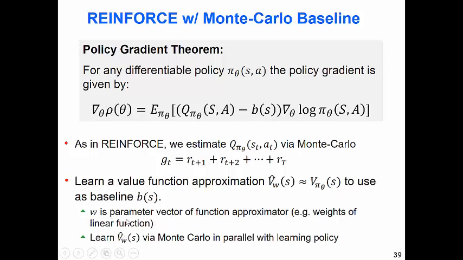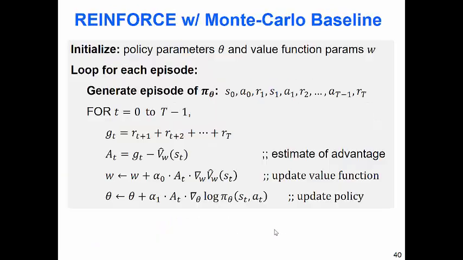W is a parameter. So we already talked about that. And we're going to learn this for this particular algorithm using Monte Carlo, and we're going to do that in parallel with policy learning. So none of this stuff is going to be sound at the end of the day. We'll talk about that in a moment, but it will tend to improve things for you.